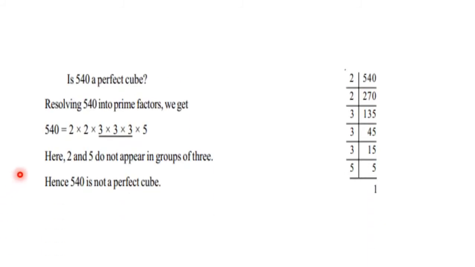Now we see another problem. Is 540 a perfect cube? Resolving 540 into prime factors, we get 540 is equal to 2 into 2 into 3 into 3 into 3 into 5. Here you see the prime factorization of 540. Here 2 and 5 do not appear in groups of 3. Hence 540 is not a perfect cube.